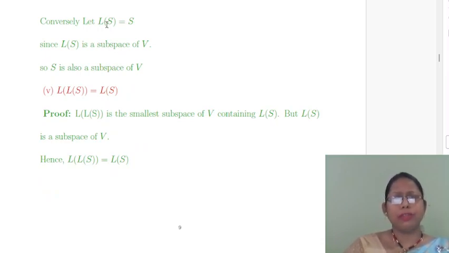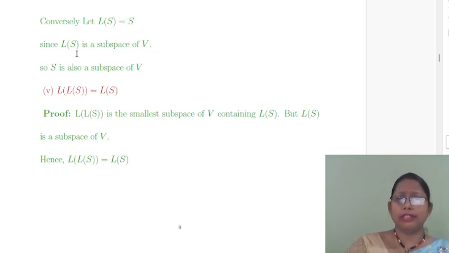Conversely, linear span of S is equal to the set S. As linear span is a subspace and it is equal to S, so S is a subspace. So if S is a subspace, linear span of S is equal to S, and if linear span of S is equal to S, then S is a subspace.